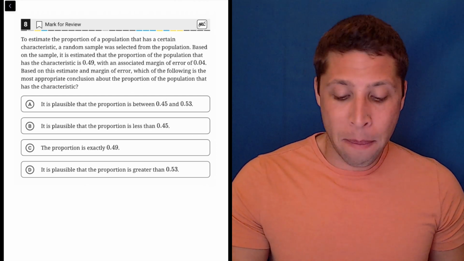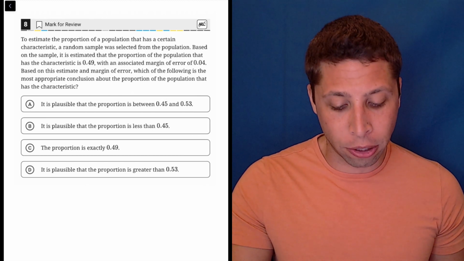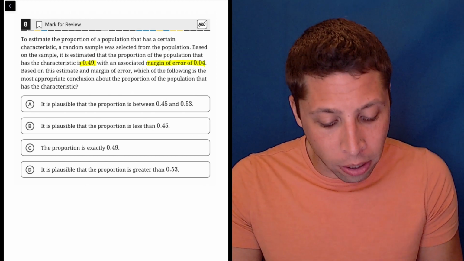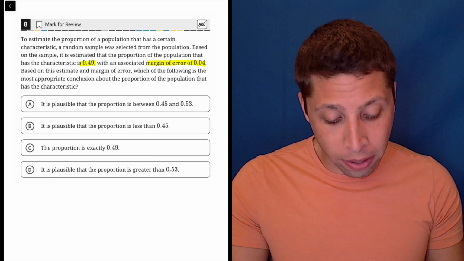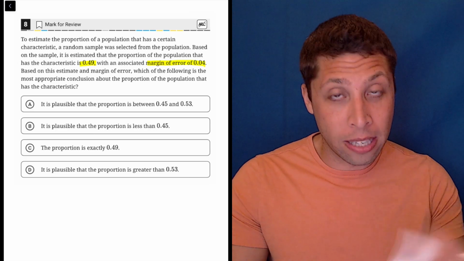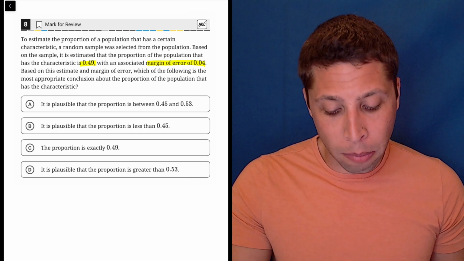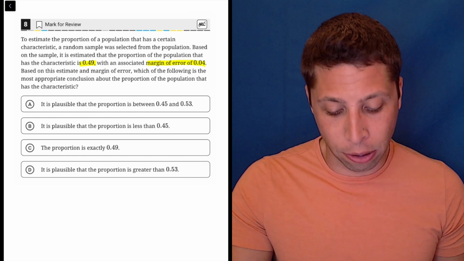Next sentence. Based on the sample, it is estimated that the proportion of the population that has the characteristic is 0.49 with an associated margin of error of 0.04. Okay, so that matters, and margin of error definitely is the vocab that we're going to need to be thinking about here. Based on this estimate and margin of error, which of the following is the most appropriate conclusion about the proportion of the population that has the characteristic?